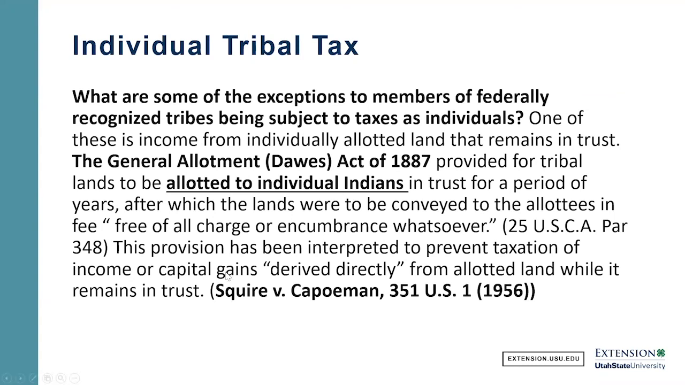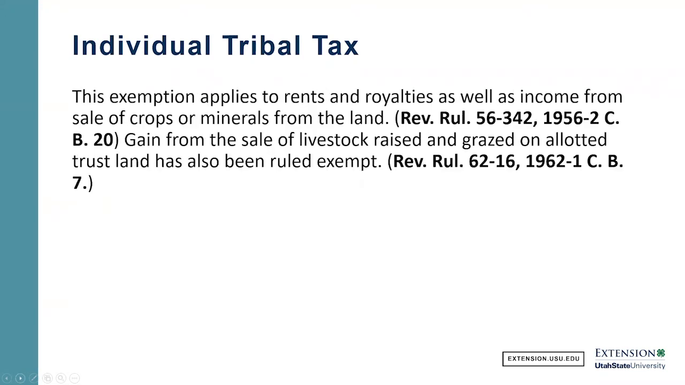So we have that. And then in, I believe it was 62, they came back, and this was for crops, but they also said livestock counts too. So livestock and crops. And then these are the revenue rulings. The IRS put out the revenue rulings in 1956 after the one Supreme Court case, and then also in 1962 when they came back and said livestock counts too. So if you need the authority from the IRS on that, these are the revenue ruling numbers. That's why I wanted to put those in here.